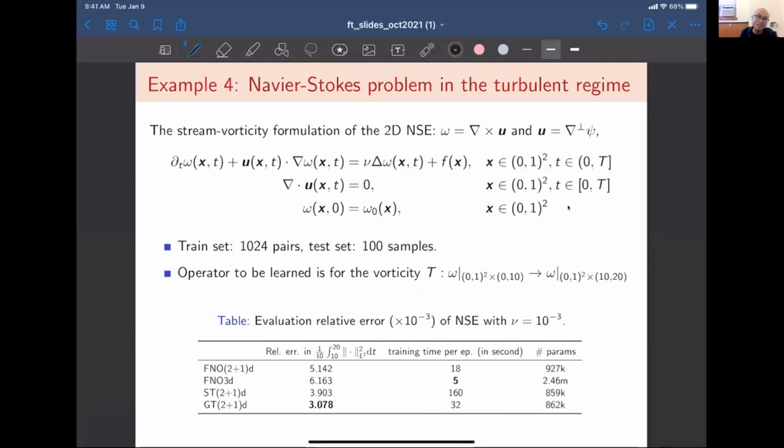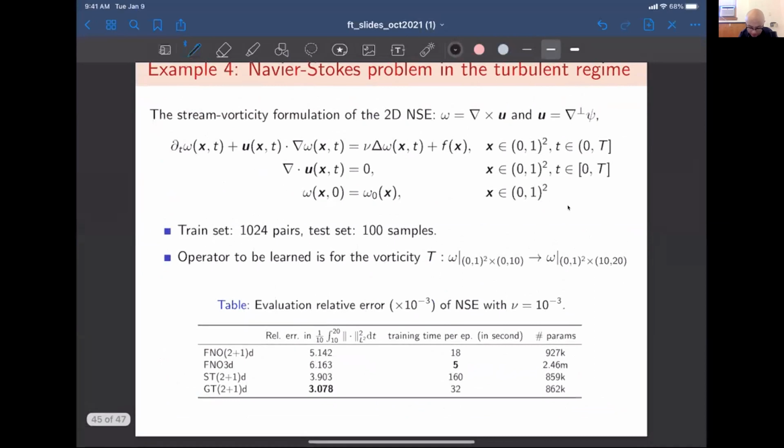This is Navier-Stokes. Again, we took the Navier-Stokes data set from the Caltech group's data sets. Again, the Galerkin transformer performed the best. However, I would like to remind you that the Fourier neural operator still trains the fastest, even though the Galerkin transformer is already much faster than the softmax one.